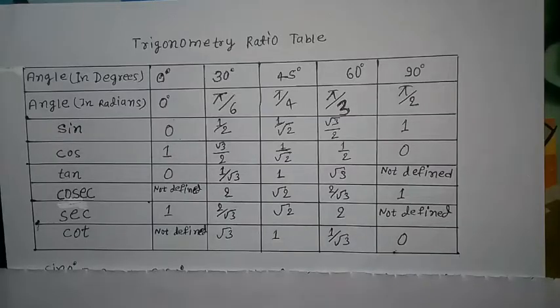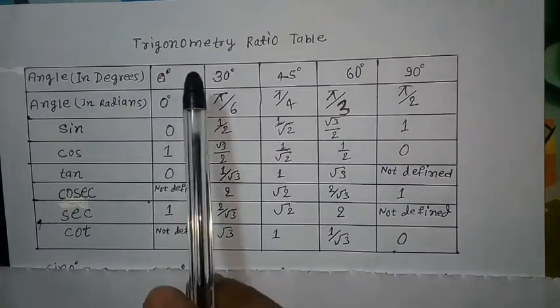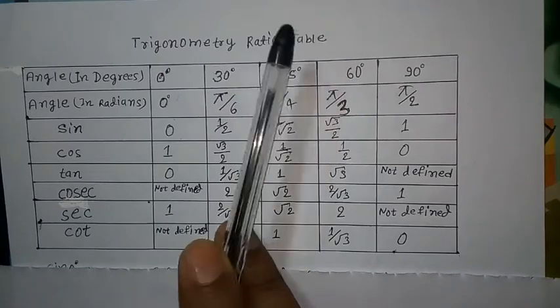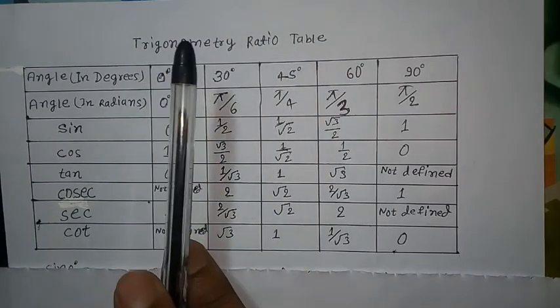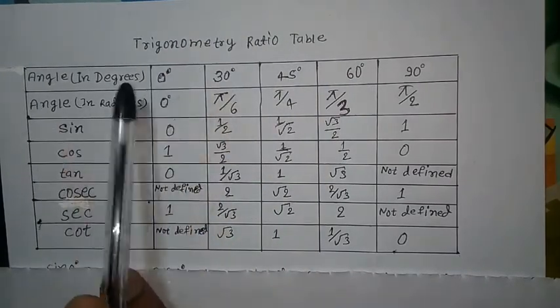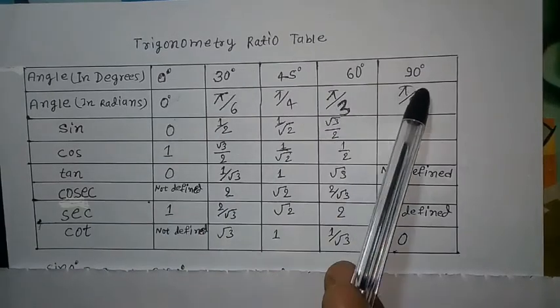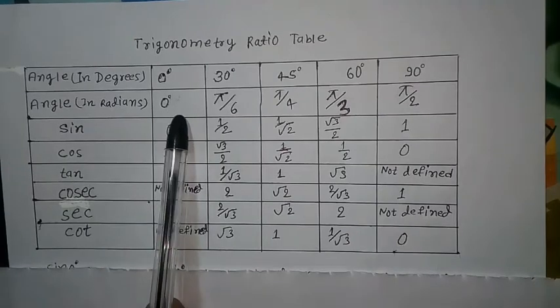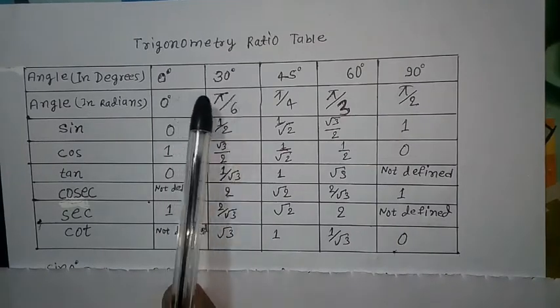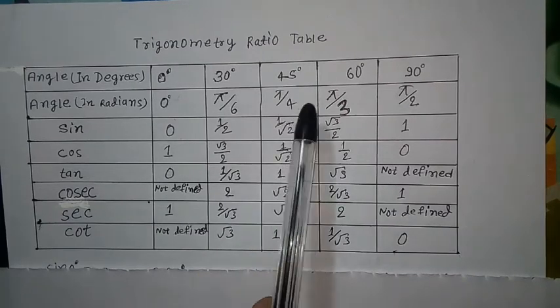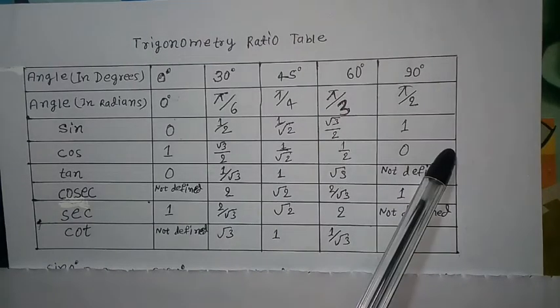Okay, now start. This is a trigonometry ratio table. Angle in degrees: 0 degree, 30 degree, 45 degree, 60 degree and 90 degree. Angle in radians: 0 radian, pi by 6 radian, pi by 4 radian, pi by 3 and pi by 2. Okay.